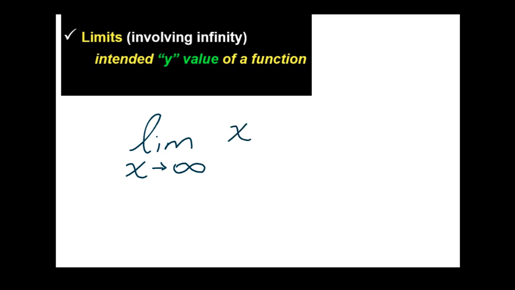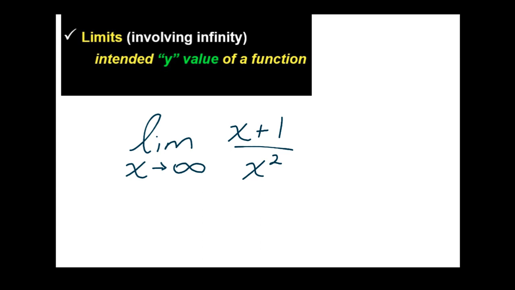Now what I'm creating here is a limit statement. If you'll allow me, I'll explain that. First of all, the word limit is abbreviated LIM. Underneath it, it describes where the x value is going. So we would say the limit as x approaches infinity of x plus 1 over x squared, which is your function. So what we're really asking is, what is going to be the y value of this function, the intended value, as x gets really big?